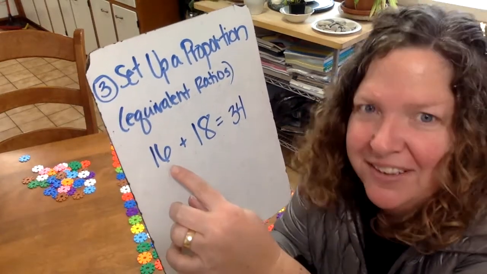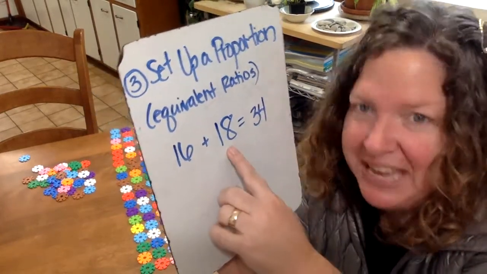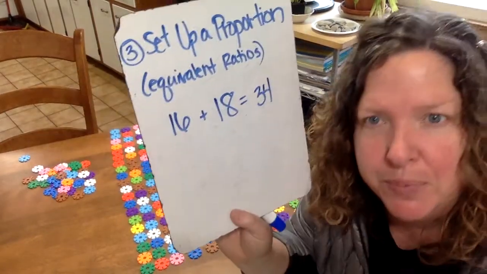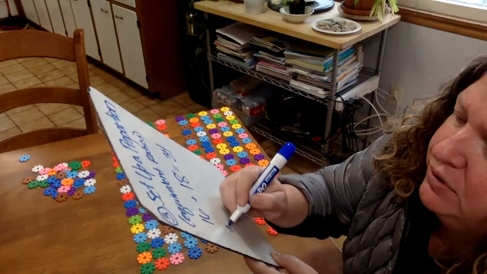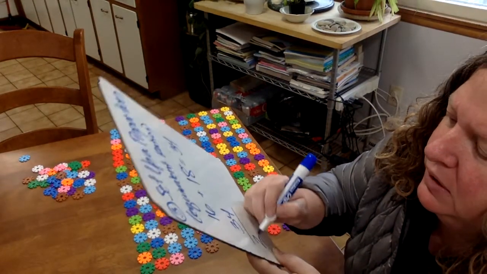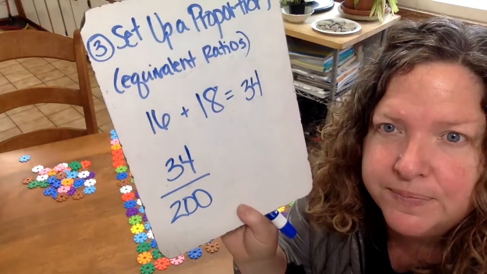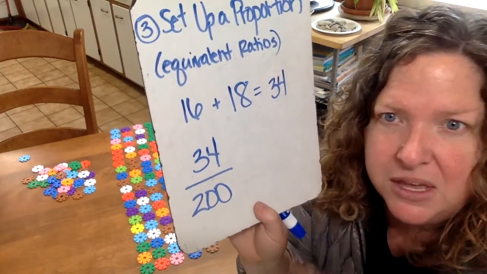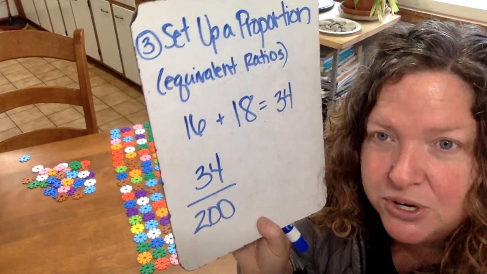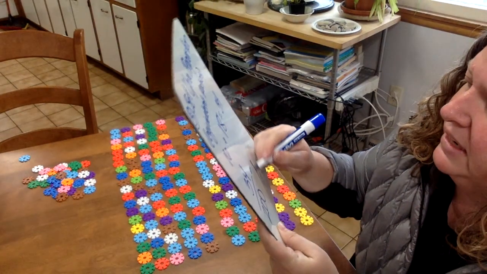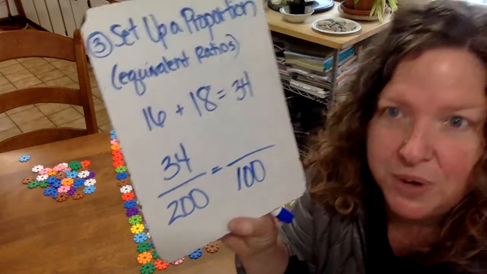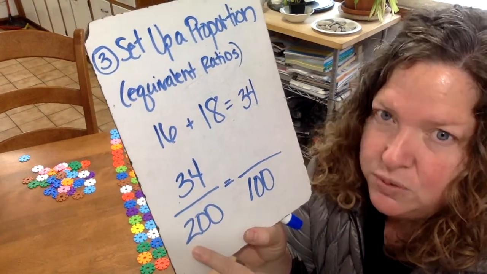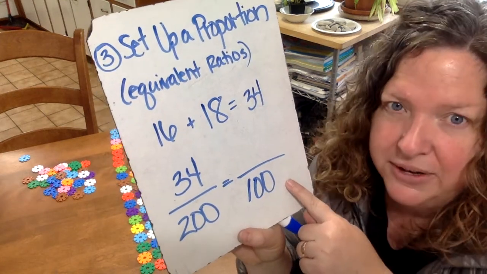Okay, so we have 16 in one of the hundreds. We have 18 in one of the hundreds. So we have a total of 34. Let's set up a proportion for this one. We know that we have 34 out of 200. Now, the way proportions work, or equivalent ratios, remember we set them equal to something else, an equivalent ratio. We know that we want to get it to be equivalent to 100 because we wanted 100%. So we're trying to see if it's 34 out of 200, what would it be out of 100?